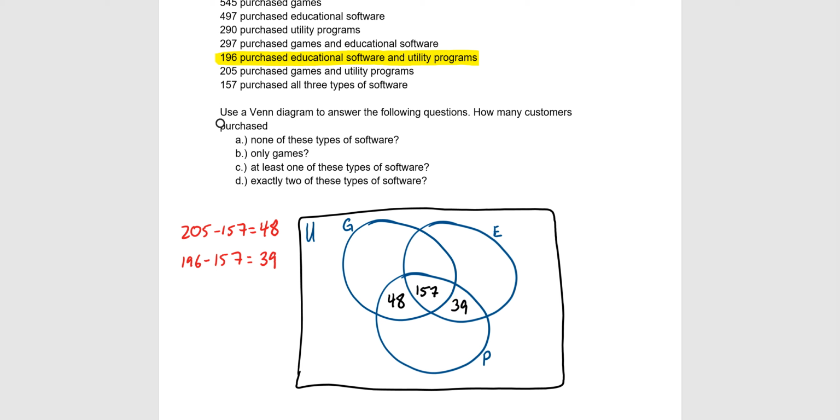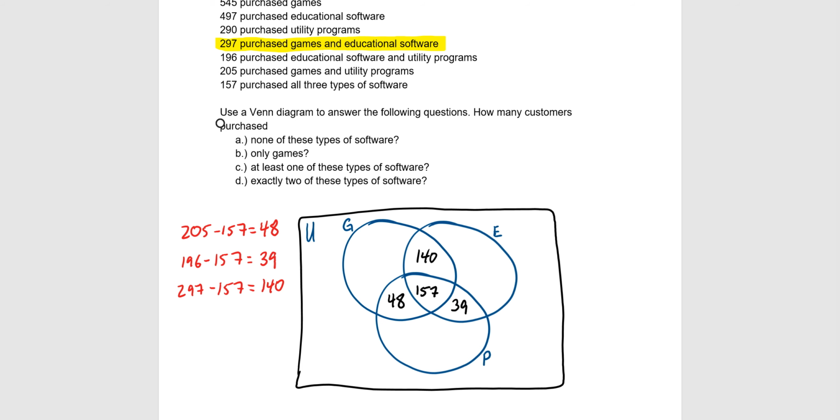Okay, so let's do the last one for this part, the games and educational software. That is represented by this whole chunk. Since we already have 157 in there, we have to subtract. Hopefully that's getting pretty repetitive. We subtract and we are going to get 140. Okay, so 140 is going to go right here. So 140 customers bought games and educational software, but not utility programs.